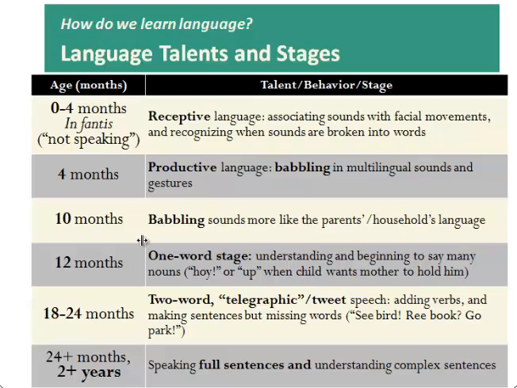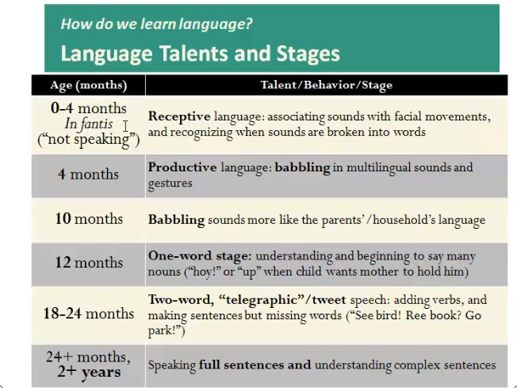0 to 4 months, essentially, this is really all in the process of a very, very young baby. In the first 4 months, the infant doesn't speak, it doesn't really communicate much. Still, there's some receptive language, associating sounds with facial movements, recognizing when sounds are broken into words. The baby doesn't necessarily understand words, certainly doesn't communicate in words, but at least the baby can start to associate facial movements. The baby can associate when a parent is going to feed her and when a parent is going to change her, etc.